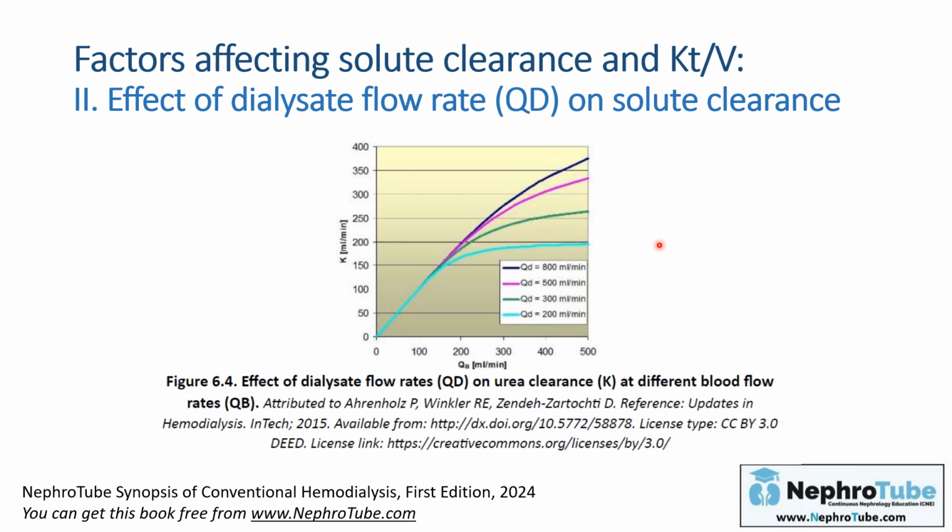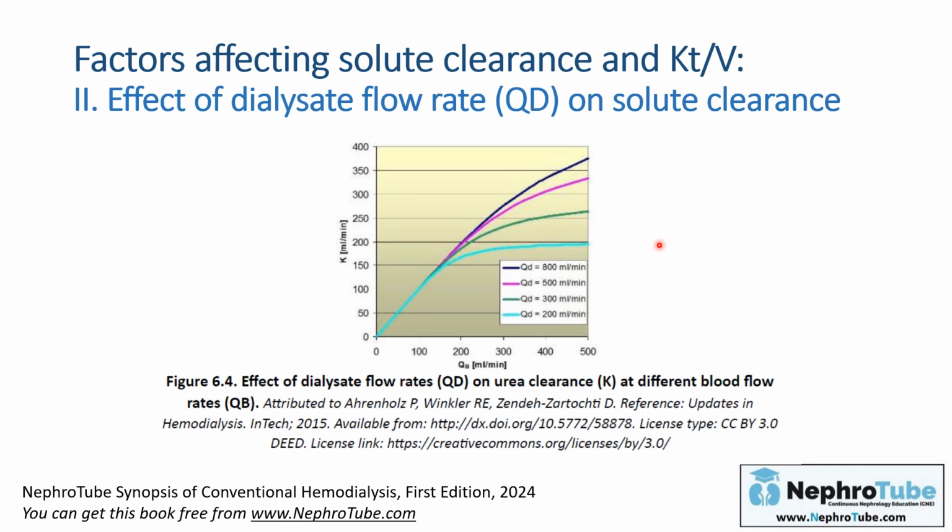First of all, what is the optimum dialysate flow rate? Actually, the ideal dialysate flow rate is 1.5 to 2 times the blood flow rate. For example, if you have a blood flow rate of 250, the ideal is 500, and so on. But the usual dialysate flow rate used is 500.